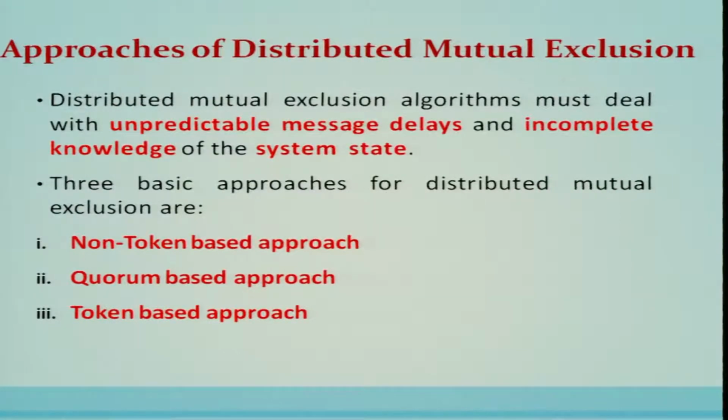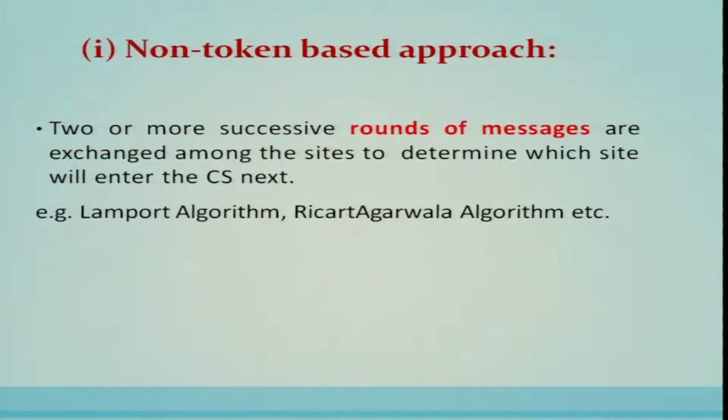Approaches of distributed mutual exclusion. Distributed mutual exclusion algorithms must deal with unpredictable message delays and incomplete knowledge of the system state. Three basic approaches for distributed mutual exclusion we are going to cover in this part of the lecture. They are the non-token based approach, quorum based approach and token based approach.